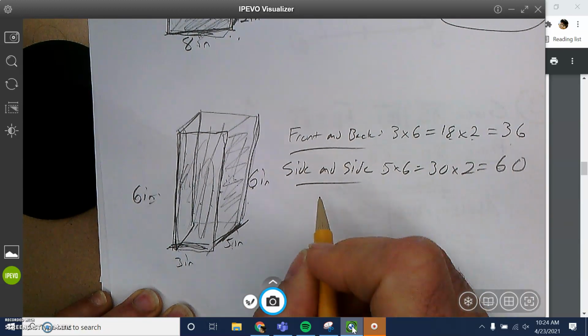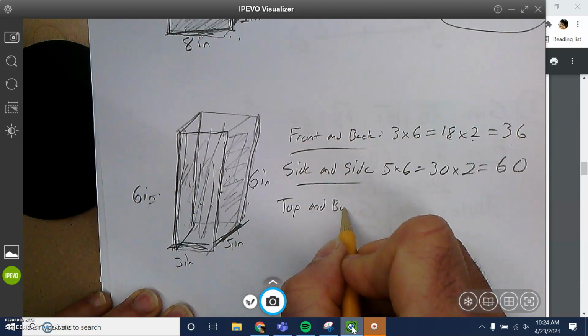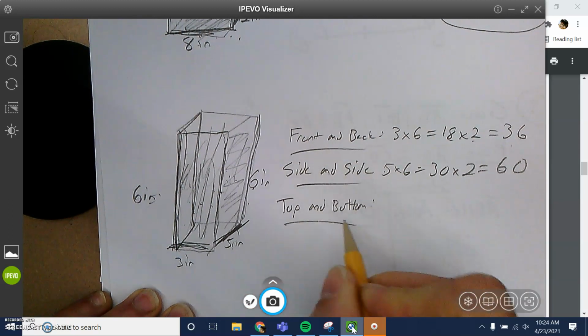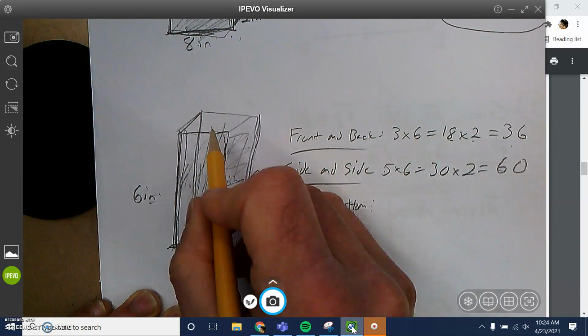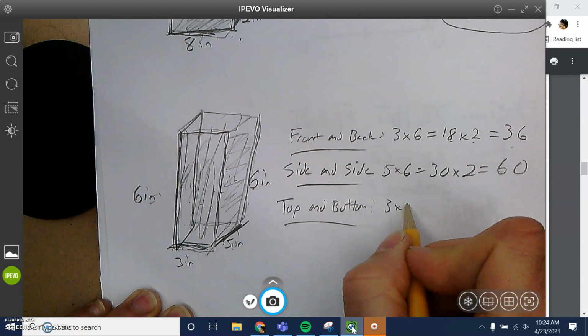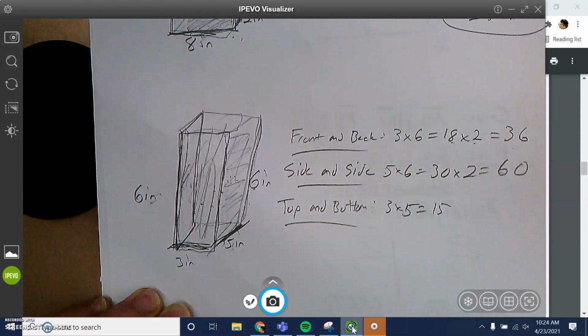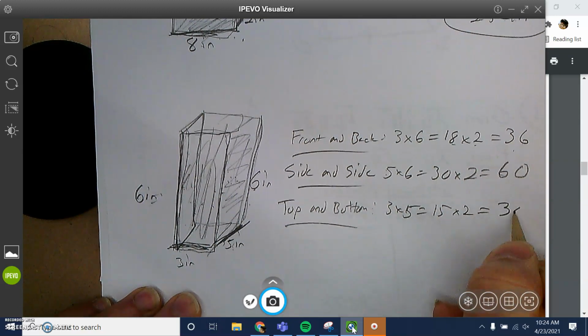There we go. What else do I need? Oh, the top and the bottom. Okay. Always go look at the bottom first, right? 3 times 5, this rectangle here. This is also 3 times 5. 3 times 5 is 15 times 2, which is 30.